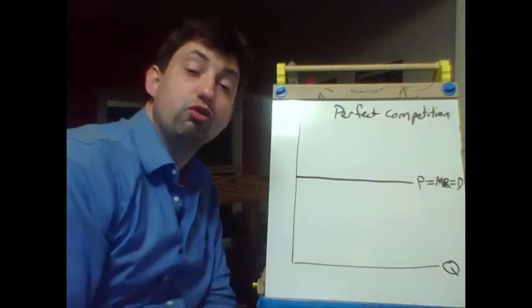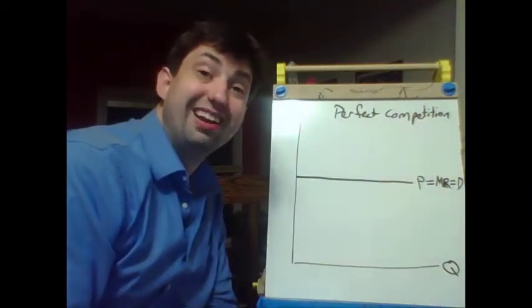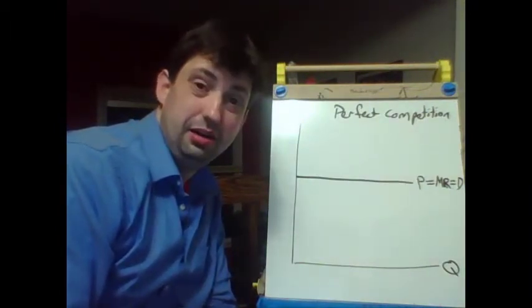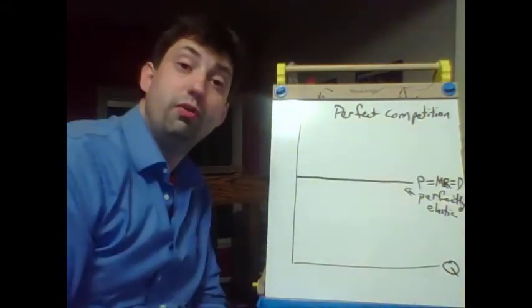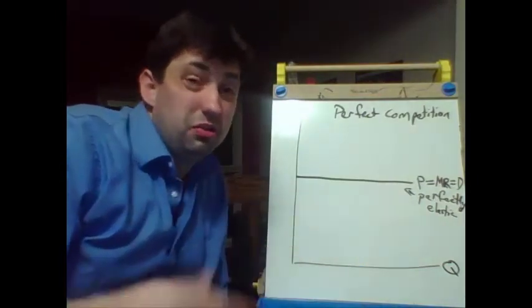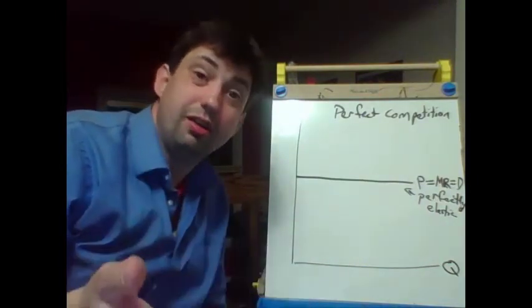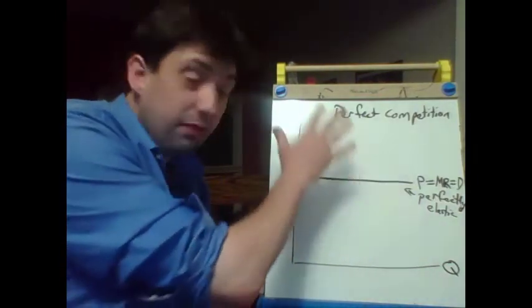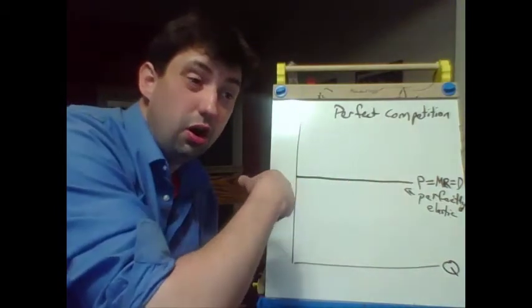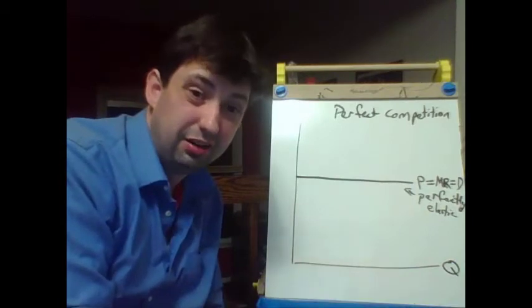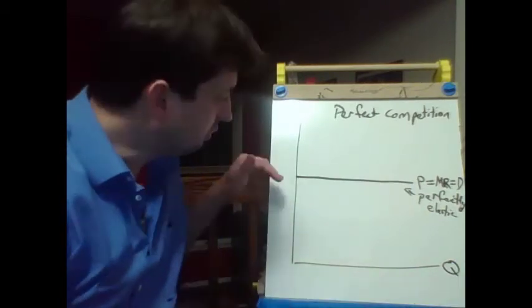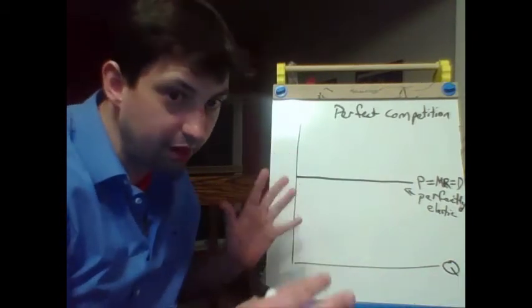Price is the same thing as marginal revenue. Price is also the same thing as demand. In other words, our demand curve is perfectly elastic. And why shouldn't it be? There's tons of buyers and sellers selling exactly the same thing. So from the perspective of one firm, there are tons of perfect substitutes. Of course, it's going to be perfectly elastic. Increase your price by just a little bit and no one will buy it.